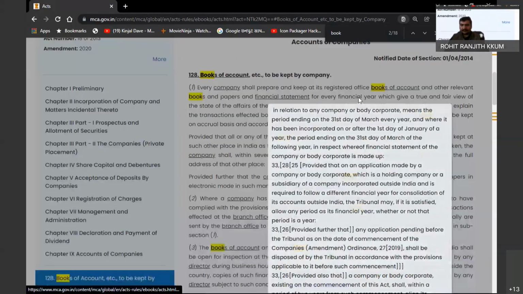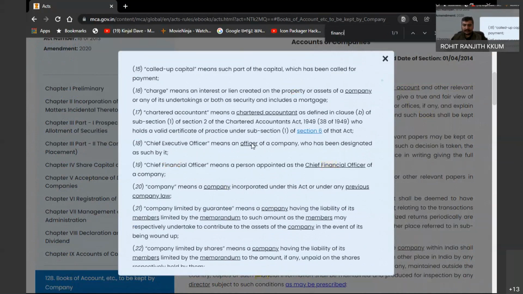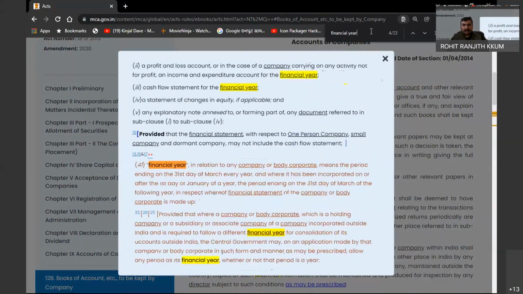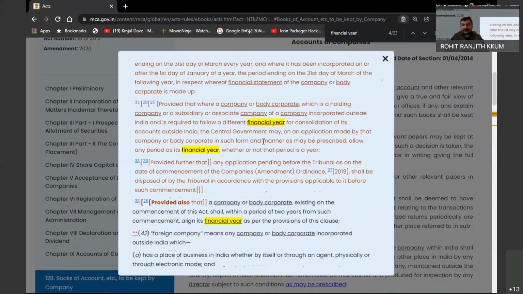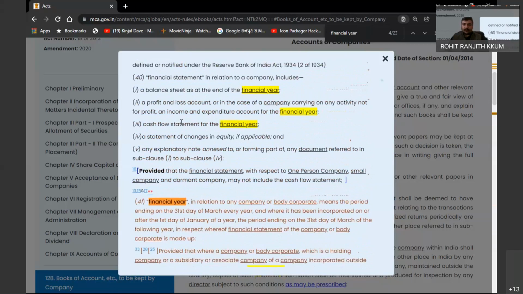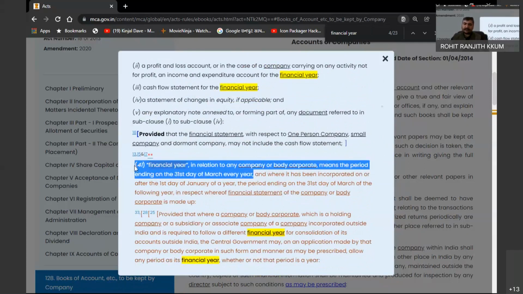So look at the definition of financial year. This is section 2, subsection 41. Are you able to see this? Financial year in relation to any company or body corporate means the period ending on 31st day of March every year. So if you read this much, what is the definition of financial year? April to March. And where it has been incorporated.